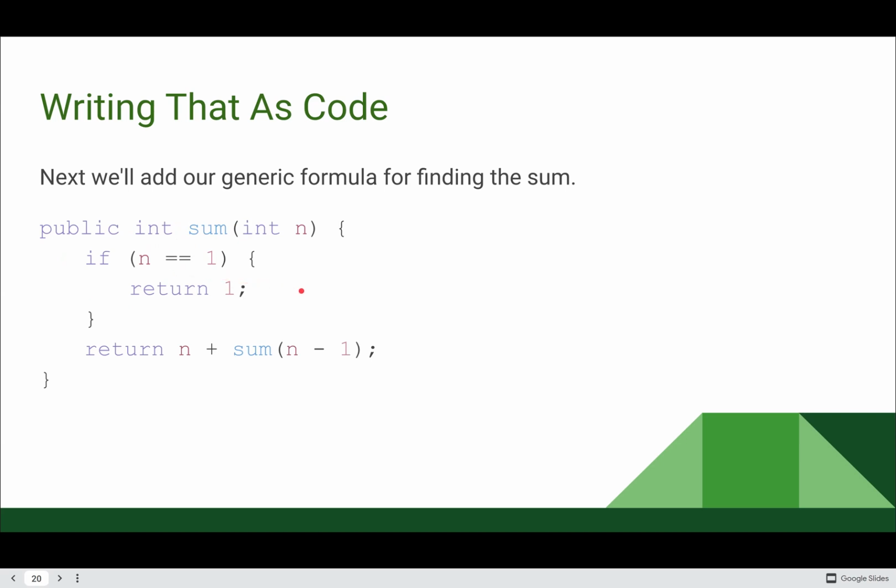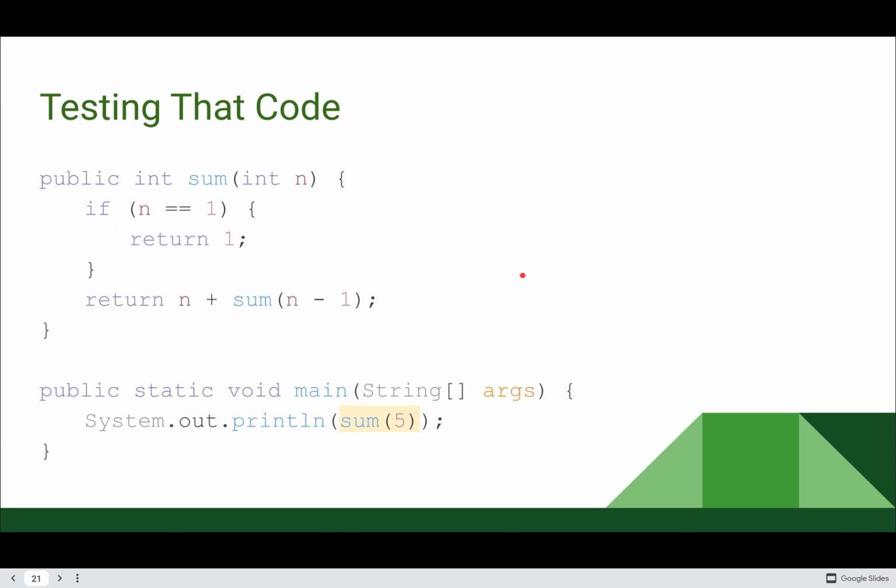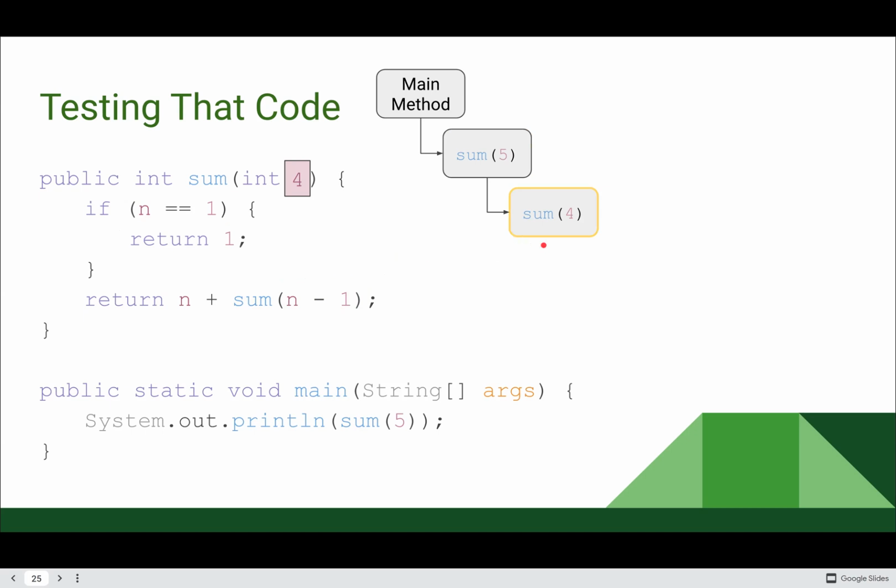Good question, though. All right, so let's say we are calling our sum method and we're trying to find the sum of 5. So from our main method, we're calling sum of 5. So we've got 5 is the value for n. 5 does not equal 1, so our condition for the if is false. So we're going to call sum of n minus 1. Current value of n is 5. Sum of n minus 1 is 4. So we're going to call sum of 4.